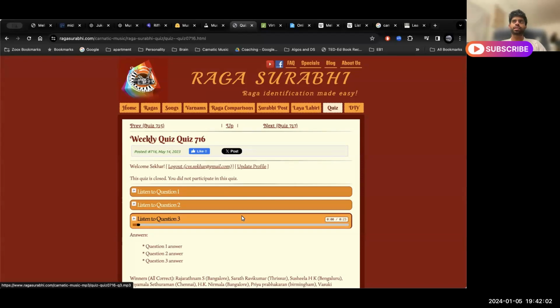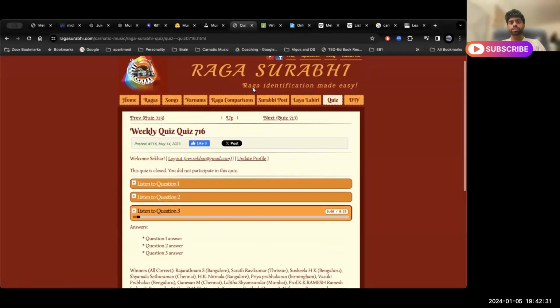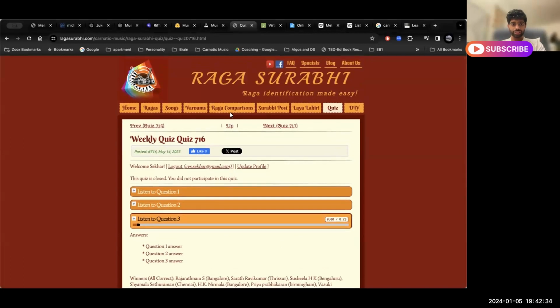So one of the things I wanted to always do was to be able to recognize a raga. And me being an engineer, I decided to pursue a more algorithmic approach. So today, we're going to be going through the algorithm I use to identify ragas, playing with Raga Surabhi's raga identification quiz. It's a weekly quiz. It's an excellent place to start if you want to learn ragas. They also have theory about different ragas and raga comparisons as well. These are very useful. And the quizzes are very fun.